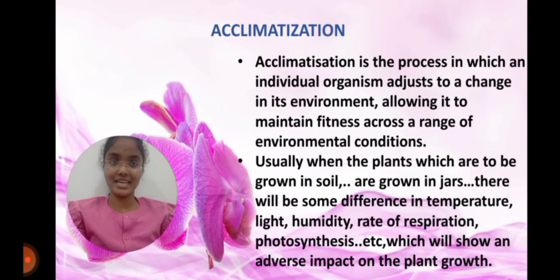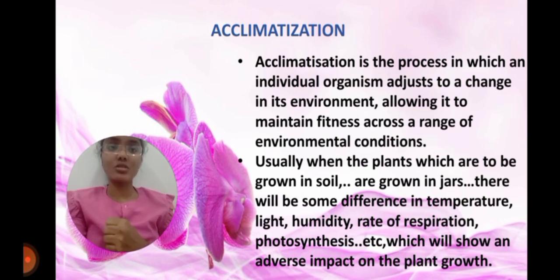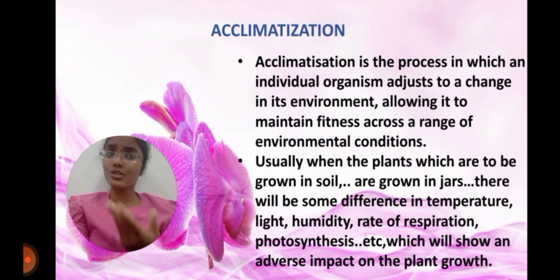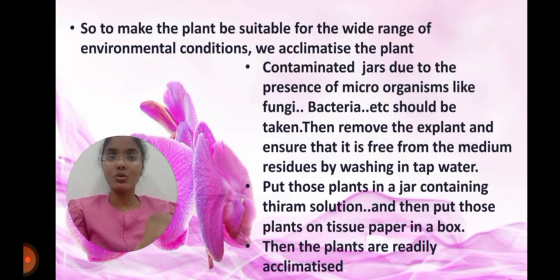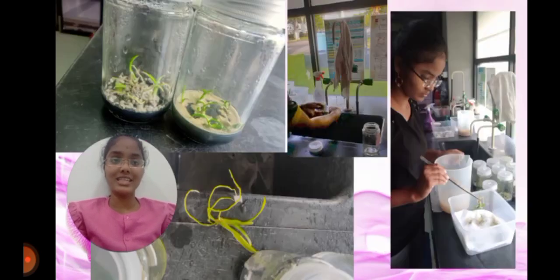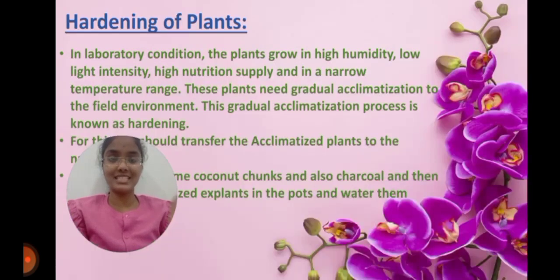And the next is acclimatization. Acclimatization is a process in which an individual organism adjusts to a change in its environment, allowing it to maintain fitness across a range of environmental conditions. Usually, when plants which are to be grown in soil are grown in jars, there will be some difference in temperature, light, humidity, rate of respiration, photosynthesis, etc., which will have an adverse impact on plant growth. So, to make the plant suitable for a wide range of environmental conditions, we acclimatize the plant. This is the process of acclimatization, and these are the pics of my acclimatization.